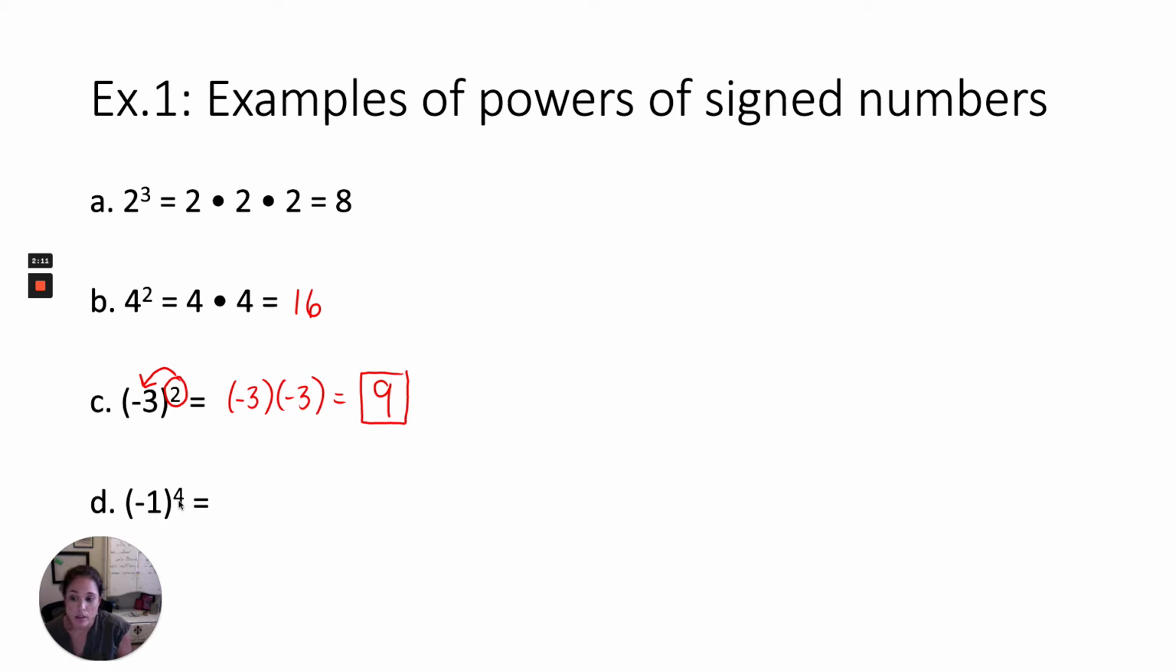This is (-1) to the 4th power. This is the same thing as -1 times -1 times -1 times -1. Remember, this exponent on the outside of the parentheses applies to everything inside of the parentheses, including the sign. So that is why we multiply the -1 4 times. 1 times 1 times 1 times 1 is 1. When we multiply a negative and a negative, that is a positive. A positive times a negative is a negative. But then a negative times a negative again is positive. So my answer is +1.